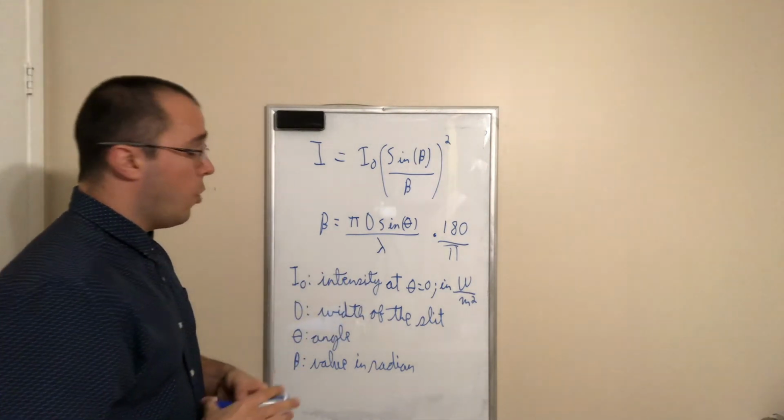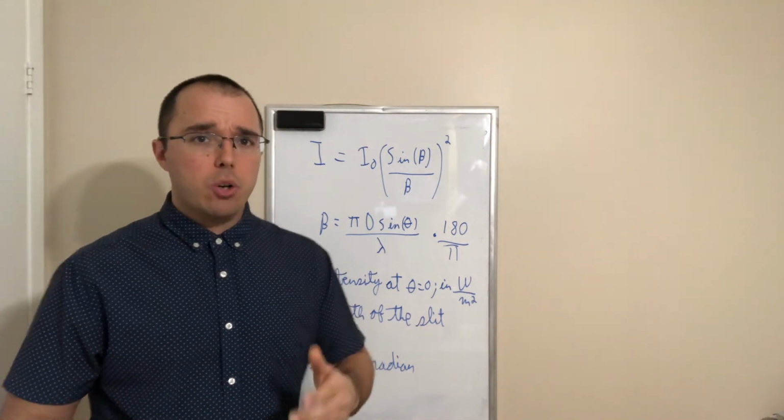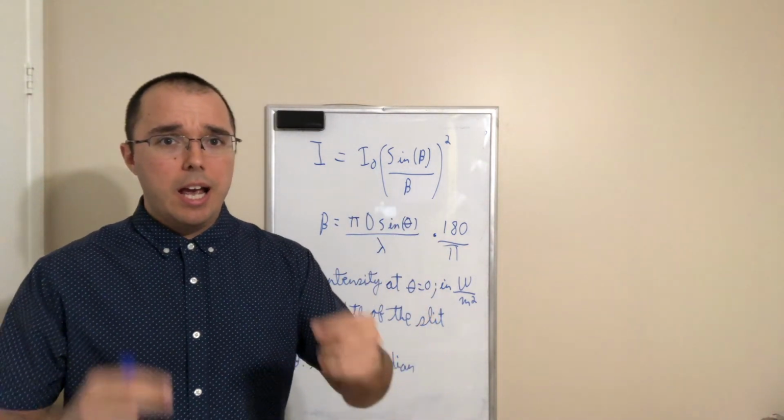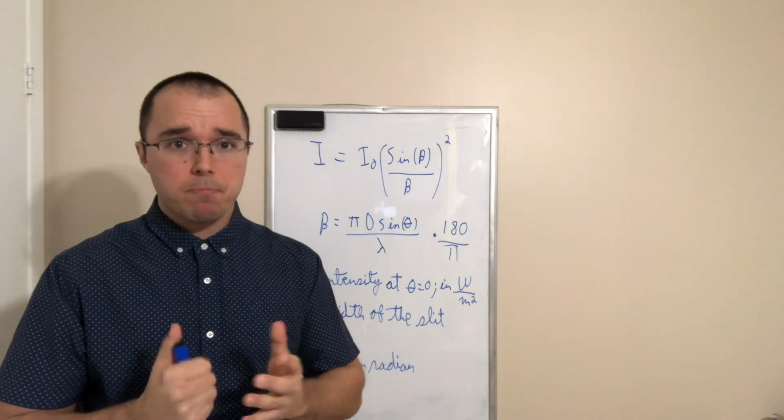All right, so in the next few examples, I will show how we can use that formula in order to find the intensity at different points in a single slit experiment. All right, see you there.